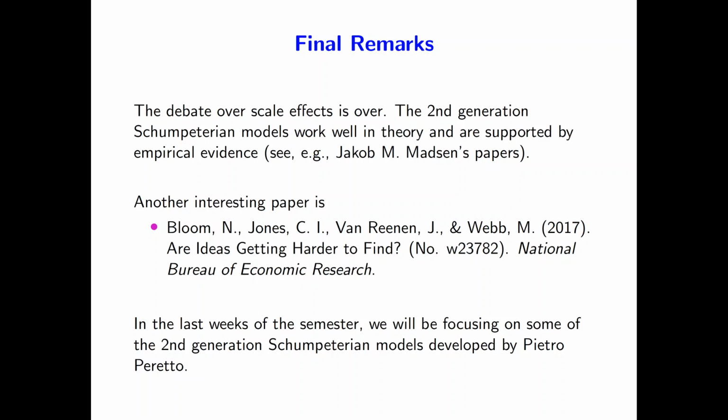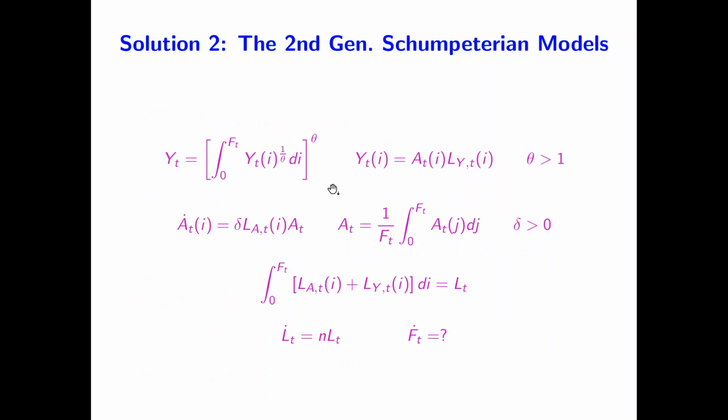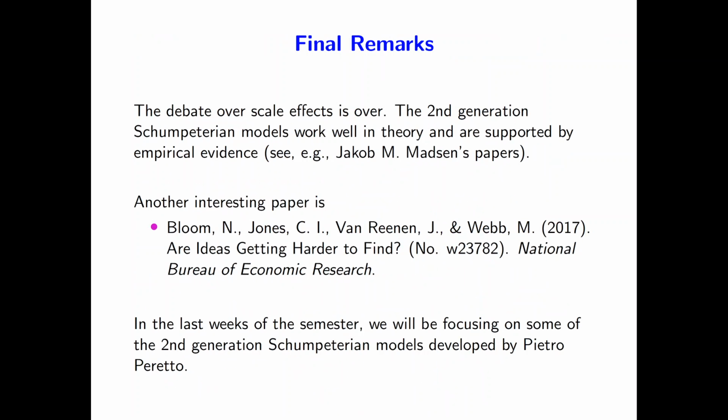I also recommend one additional reading. This is by Bloom, Jones, Van Reenen, and Webb. They ask a really nice question: are ideas getting harder to find? Okay. So it is slightly related to the scale effects discussion. They go to the industry level and try to understand whether, although R&D effort is growing, maybe R&D productivity is decreasing. So you may imagine that the R&D productivity term here is basically delta times AT. If you look at this model, R&D productivity is not changing, right? But in the data, they find some support for that hypothesis. All right, so that's an interesting reading.